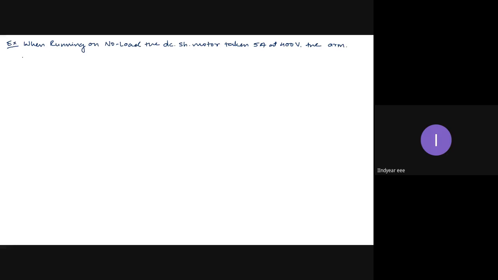The armature resistance, or we can say the armature resistance is 0.5 ohm at cold state, and field resistance is 220 ohms. Find the output and efficiency of the machine.